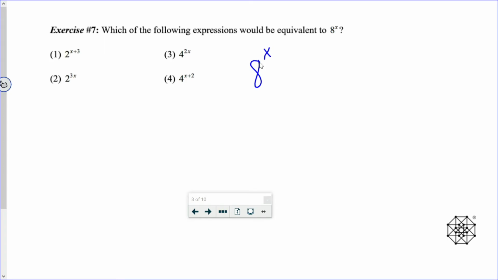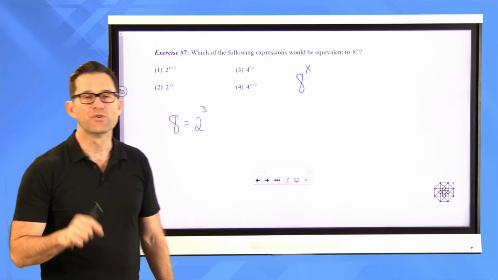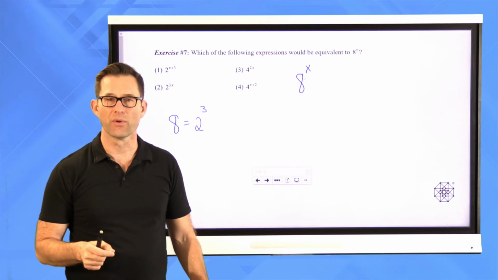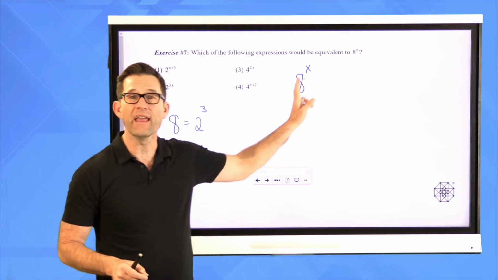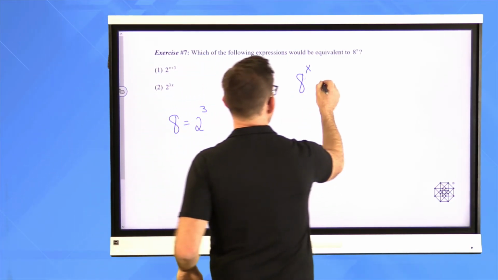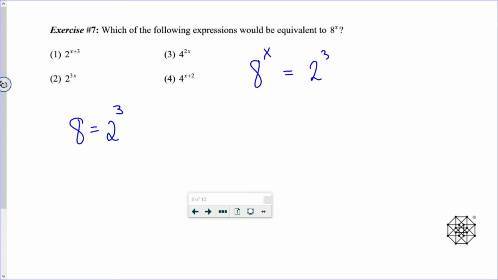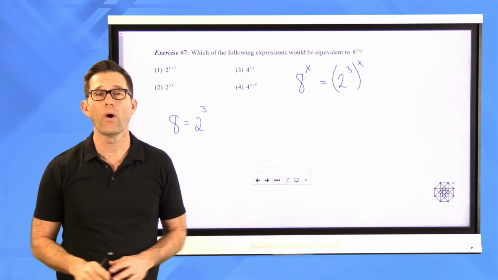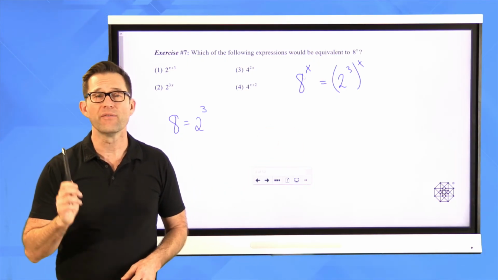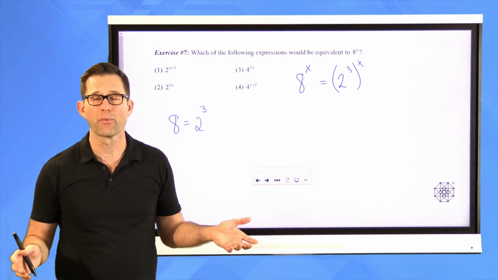And one thing I should feel comfortable with is that 8 is the same as 2 to the third, right? So 2 times 2 times 2 is equal to 8. 8 is equal to 2 to the third. Therefore, I can say 8 to the x is the same as 2 to the third raised to the x, right? If 8 is equal to 2 to the third, then I can replace 8 with 2 to the third at any time I want. That's called the substitution property of equality.